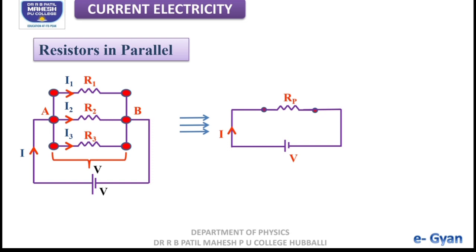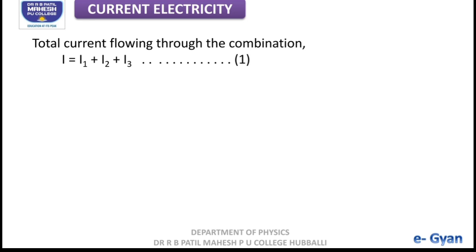Now let us derive the relation between equivalent resistance and combination of resistors, that is relation between Rp and R1, R2, R3. Total current flowing through the combination is I equal to I1 plus I2 plus I3. Let this equation be 1. According to Ohm's law, V equal to I into R. We can rearrange these quantities in terms of I. I is equal to V divided by R.